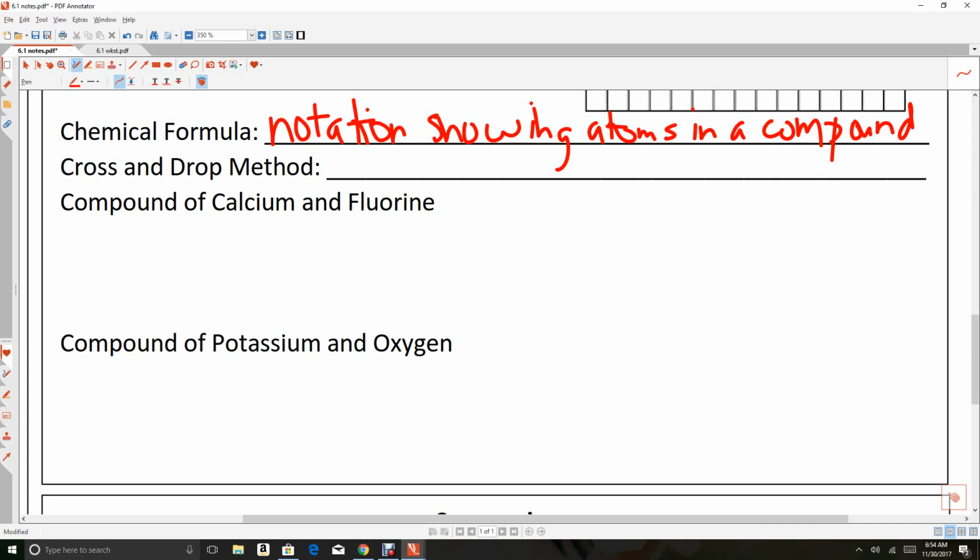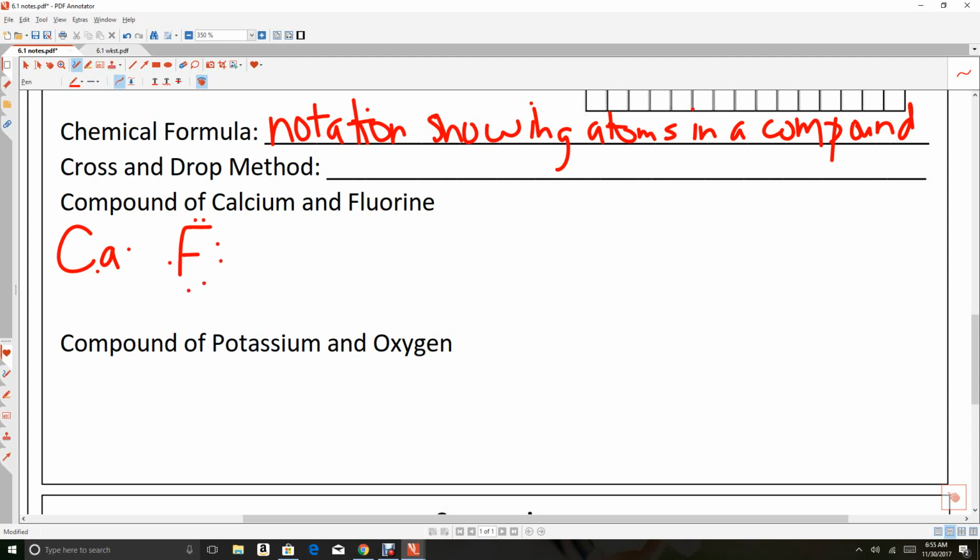So before we talk about the cross and drop method, I'm going to go through the atom electron dot diagram, show the transfer, do the ion electron dot diagram, and write the formula. Now, exactly what I do in this step is exactly what you need to do on the bottom half of your worksheet. Okay, so we'll start with calcium. Calcium is in group 2. It has 2 valence electrons. And then we use fluorine. Fluorine is in group 17. It has 7 valence electrons.